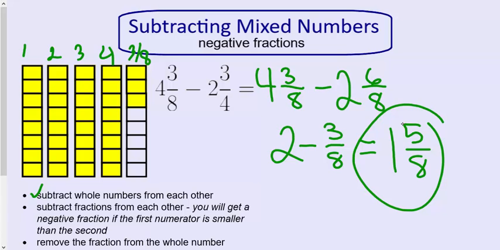Let's see how this works with our model. So I've got 4 and 3/8, and I want to take away 2 and 6/8 from it. So here's taking away my whole numbers, those 2. Now I want to take away 6/8. 1, 2, 3, 4, 5, 6. You can see I'm left with one whole and then 5/8 of another shape.